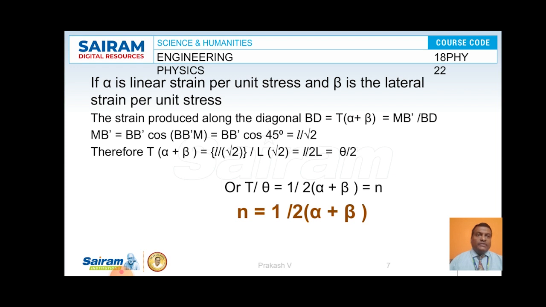And further on simplification, we will get the value of T into alpha plus beta is equal to l by 2L, that is small l by 2L, and which is equal to theta by 2 according to the diagram. Further, T by theta is equal to 1 by 2 into alpha plus beta, that is equal to rigidity modulus n. Therefore, the rigidity modulus n will be equal to 1 by 2 times alpha plus beta.